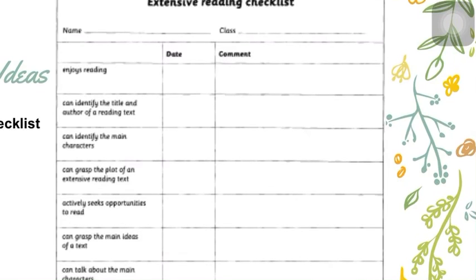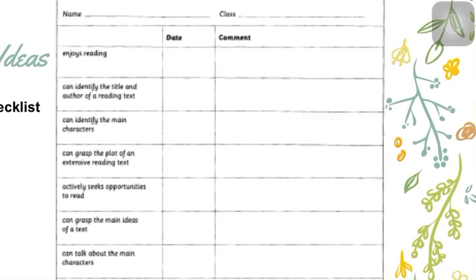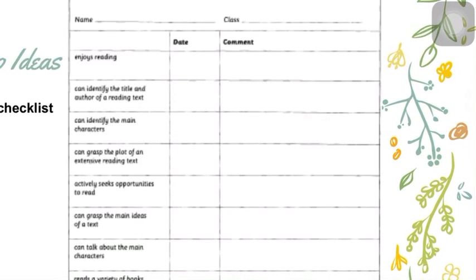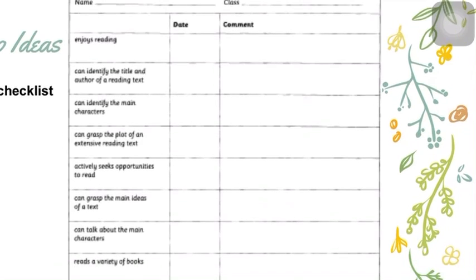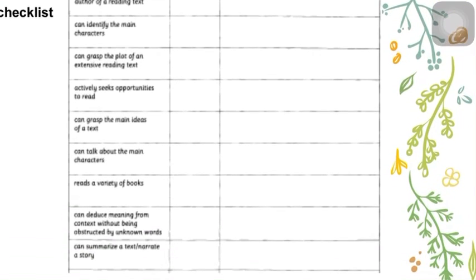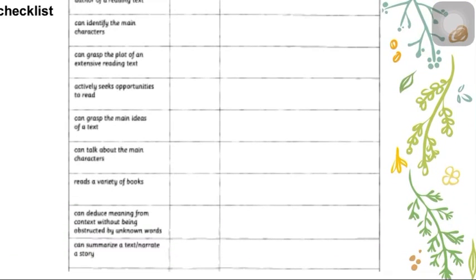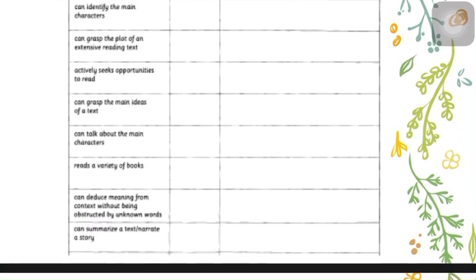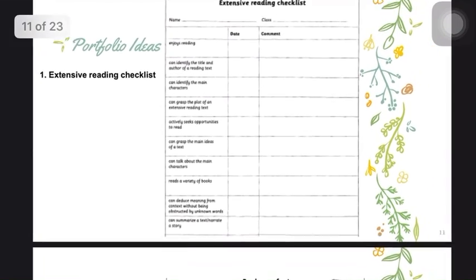there will be name and class, date, and the comment from the teachers. Enjoys reading, can identify the title and author of a reading text, can identify the main characters, can grasp the plot of an extensive reading text, actively seeks opportunities to read, can grasp the main ideas of a text, can talk about the main characters, reads a variety of books, can deduce meaning from context without being stuck by unknown words, can summarize a text or narrate a story.